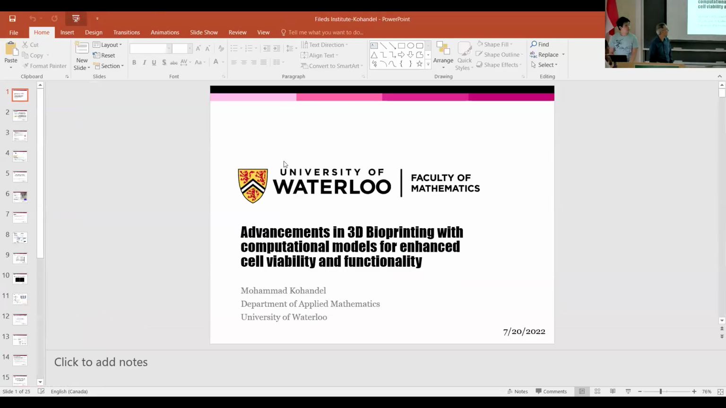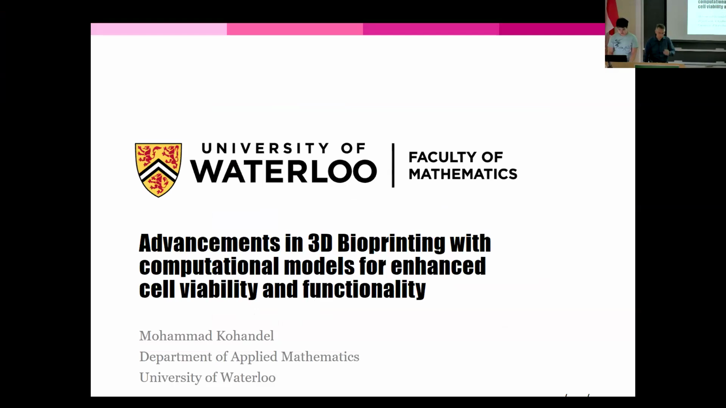All right, advancements in 3D bioprinting with computational models for enhanced cell viability and functionality.